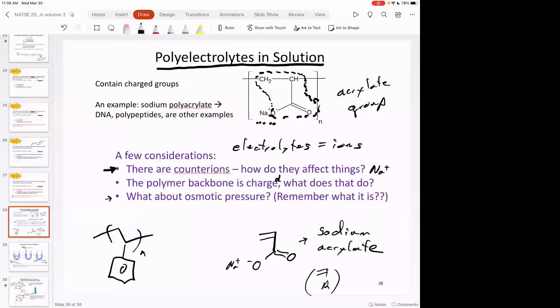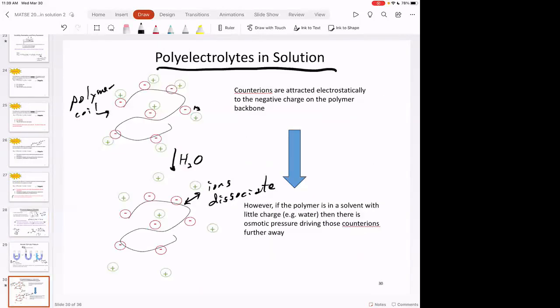But remember, the negative charges are stuck to the backbone, right? They can't go anywhere. And so they're stuck right on the backbone. That's what this drawing is trying to indicate. But the sodiums can float away, right? They're not stuck. They're fine dissociating from the acrylates, and so they float away.